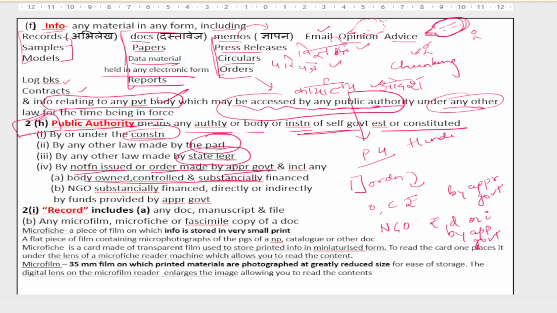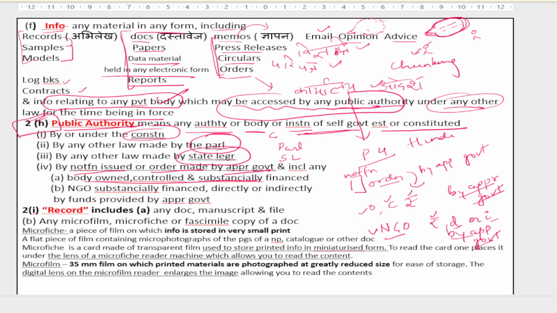Again, I summarize it. Public authority means any authority or body or institution of self-government established or constituted under the Constitution, under a law made by Parliament, under a law made by state legislature, or by any notification issued or order made by appropriate government, and which includes any body owned, controlled or substantially financed by the appropriate government. Also includes any NGO that is substantially financed directly or indirectly by the appropriate government.